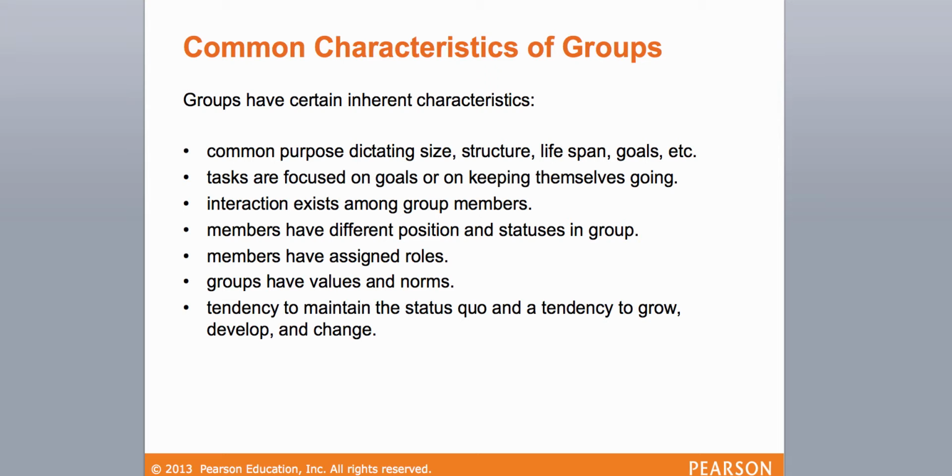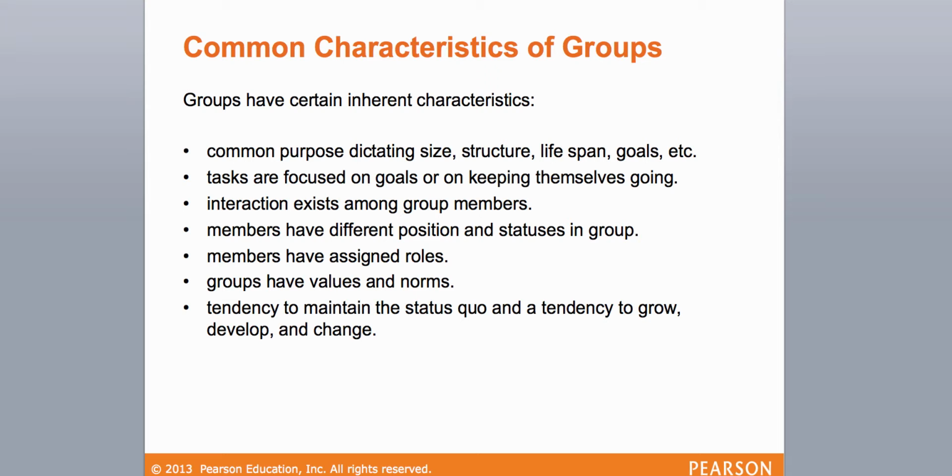Members have different positions in a group, different statuses in the group. They do have roles, whether they're assigned or just naturally occurring roles. Every group has a set of values and norms, and as I'll mention a little bit later, this requires you to give up a little bit of your individuality, things you would certainly decide by yourself if you weren't in a group. Sometimes you have to give some of that up to the larger group.